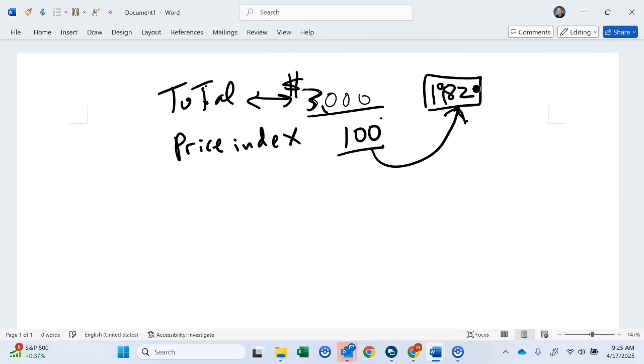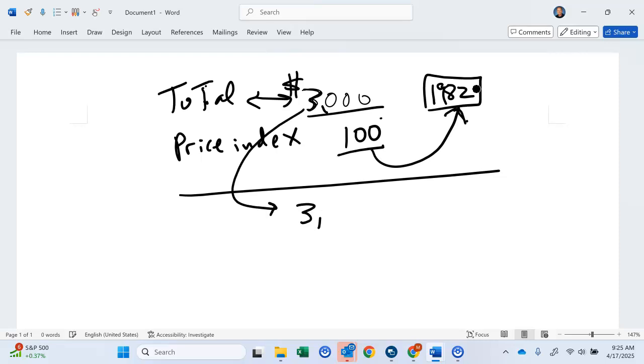Now after that, let's say it goes up by 10%. I know you can calculate it. That would mean that the next year the actual bills would be $3,300, because 10% of 3,000 is $300, right? So let's say it goes up by 10%.